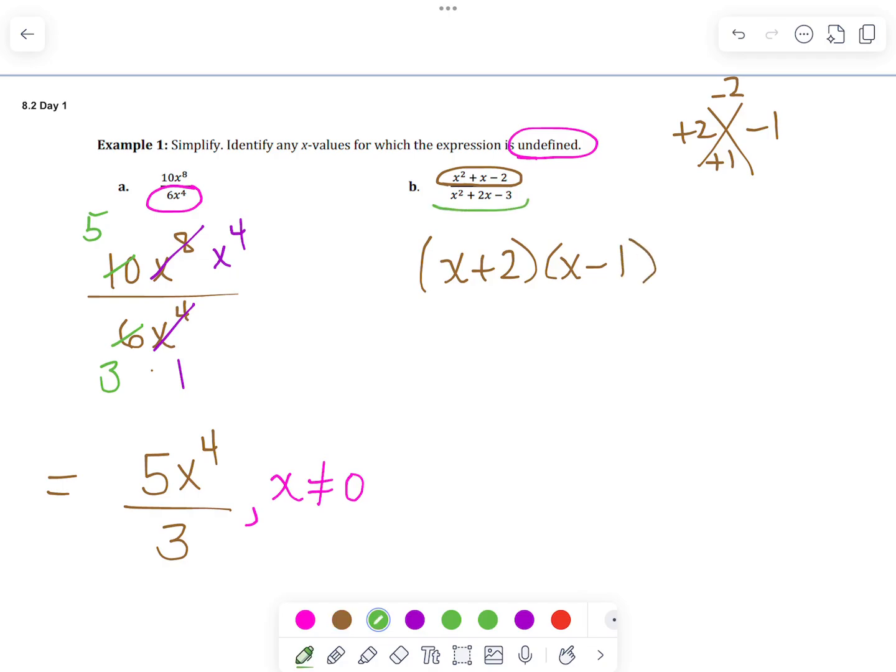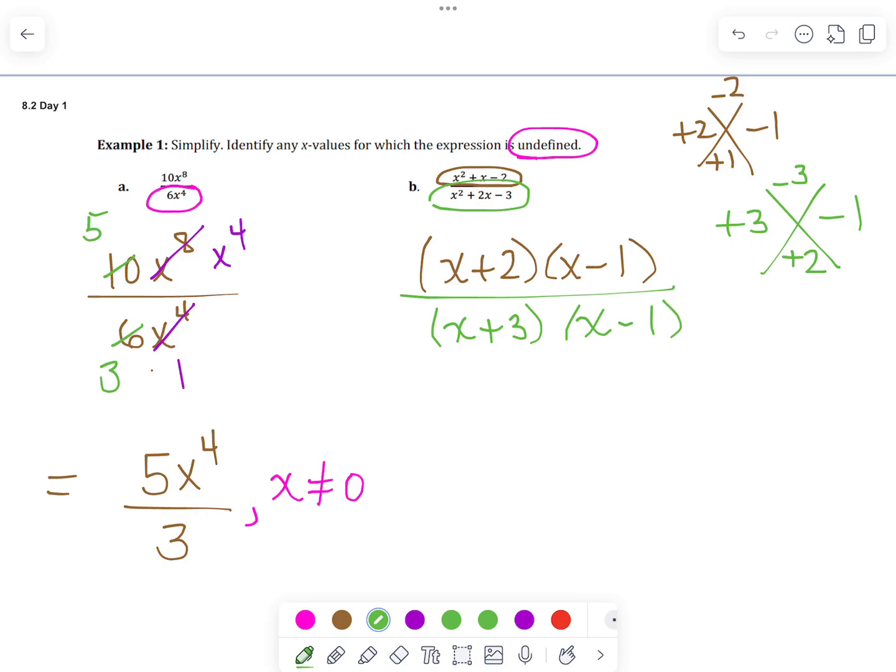Then we have our denominator. We again do our diamond. What are the factors of negative 3 that add to positive 2? That would be positive 3 and negative 1. So we factor first, and then we see if we have any common factors. And we do. The x minus 1 and the x minus 1 are common factors. So we're left with x plus 2 over x plus 3.